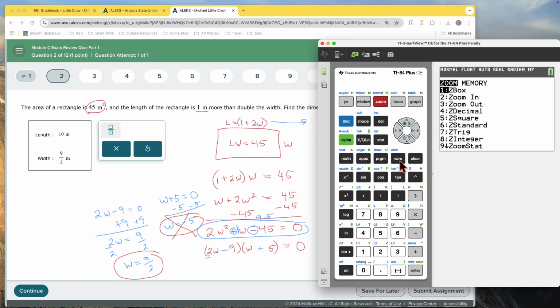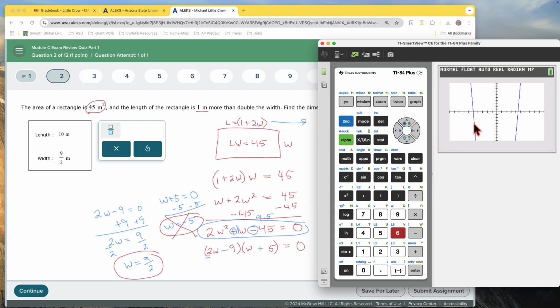And we'll do a zoom standard. We see crossing at 1, 2, 3, 4, 5. So there's the negative 5. And 9/2, if you do that, that's 4.5. 1, 2, 3, 4.5 is where it's crossing. And again, we could actually find it if we needed to, but we're just doing this as a verification.